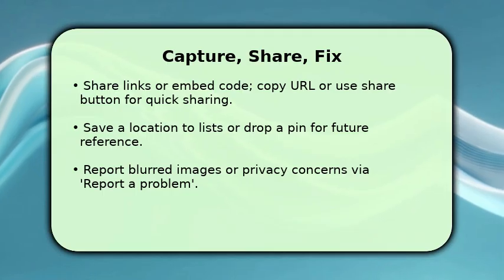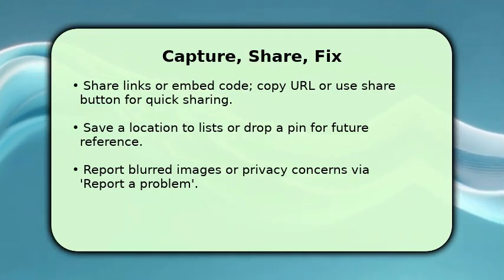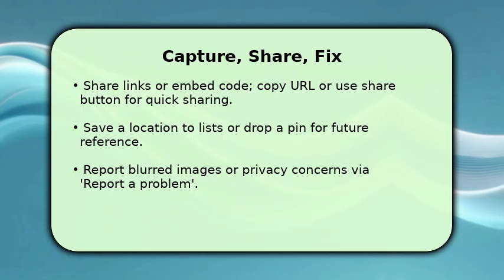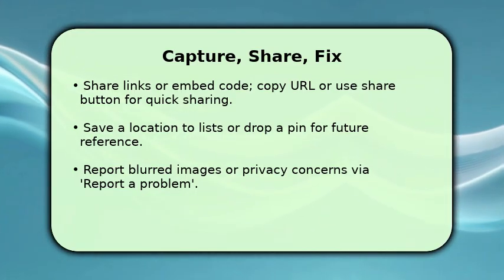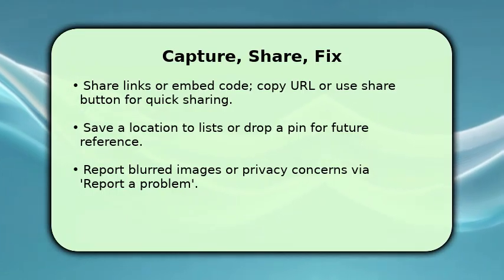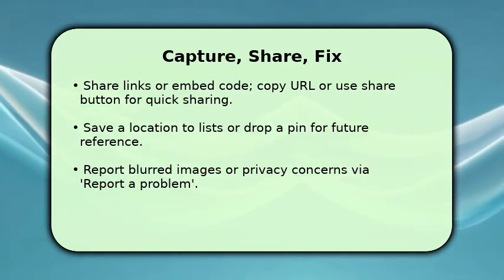If imagery is outdated, blurred, or shows privacy issues, select Report a Problem, choose the issue, and submit. Google reviews reports and may update imagery. If nothing updates, try clearing cache or using a different device as a troubleshooting step.